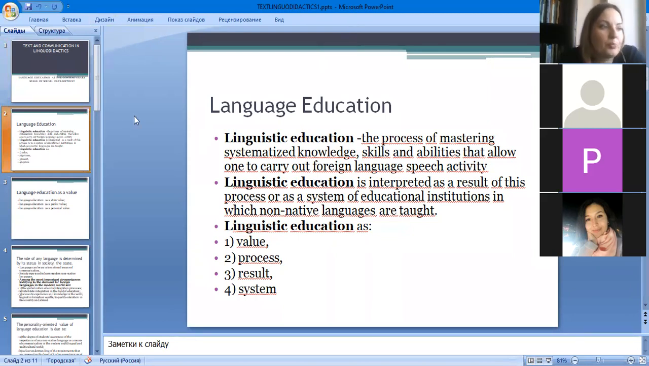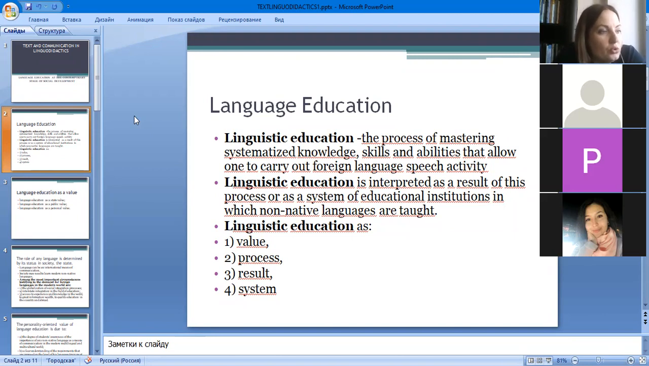quite often, but at the same time, there is no common point of view on its content among the scientists and practitioners. So linguistic education is often understood as the process of mastering systematized language skills and abilities that allow one to carry out foreign language activity. In other cases, linguistic education is interpreted as a result of this process or a system of educational institutions in which non-native languages are taught.